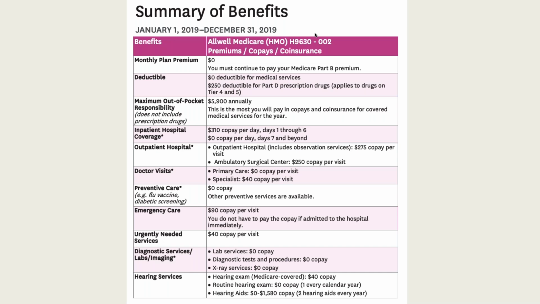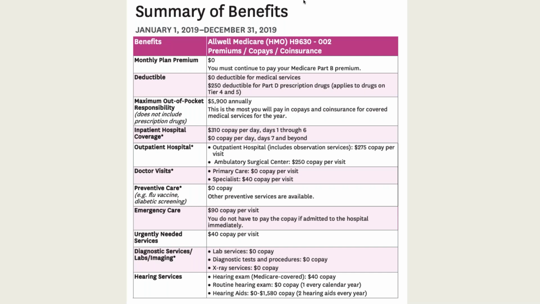So inpatient hospital coverage, most plans are going to offer days 1 through 5, X copay per day, days 1 through 6, $310 per day, and then beyond that, they don't have to pay a penny. Outpatient hospital, doctor visits, everybody's going to want to know my PCP copay. It's $0. Specialist is $40. Preventative care, of course, is $0. Emergency, but these are what you want to go over with them.